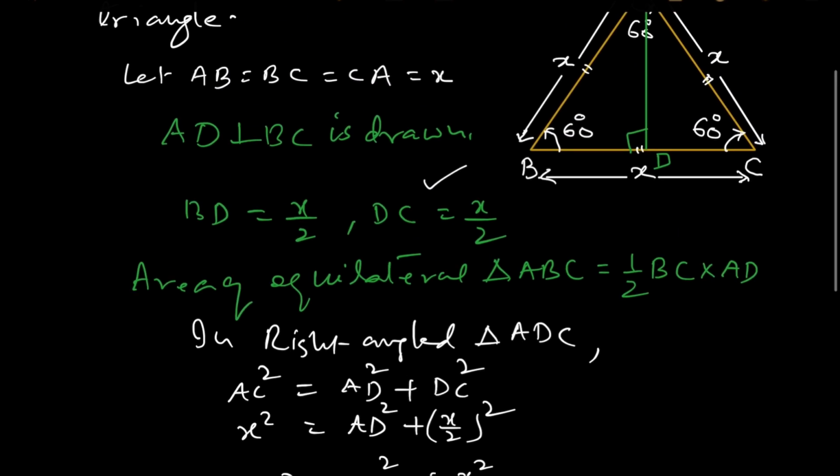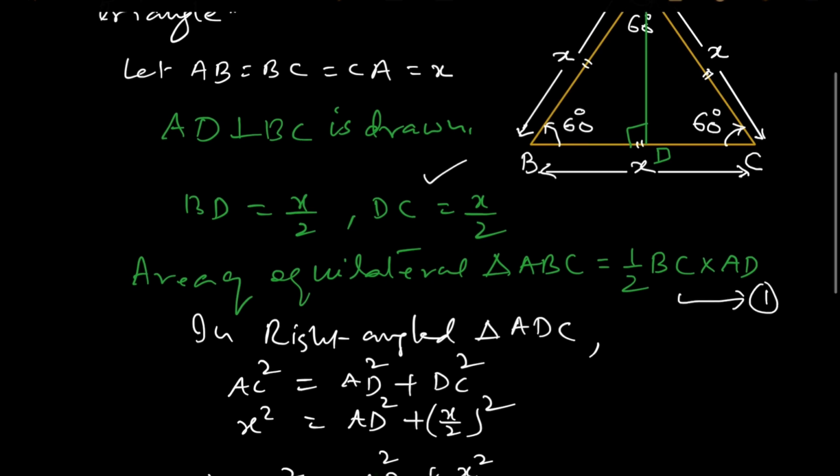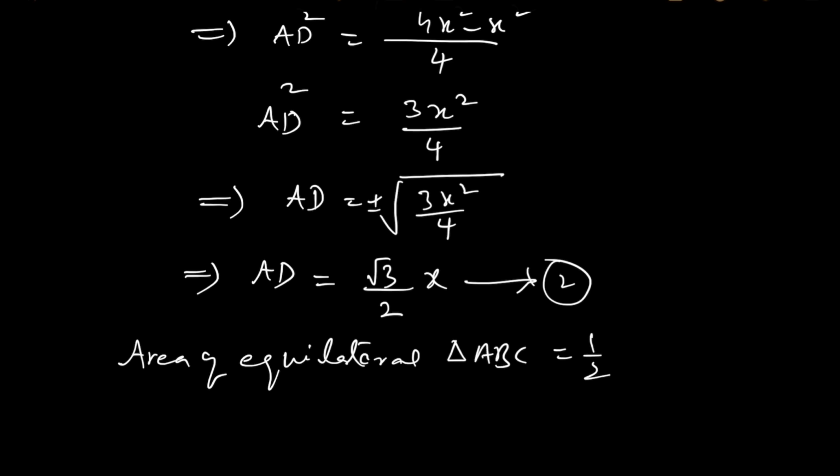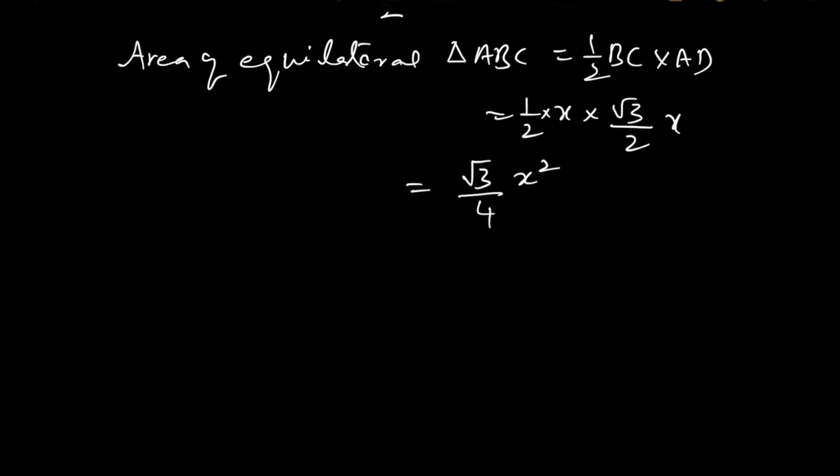This value you substitute here in this equation 1. Area of the equilateral triangle ABC is equal to 1 by 2. Base is BC, height is AD. BC is x, we know. What is AD we found just now? Root 3 by 2 x. So x square.